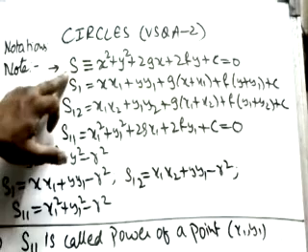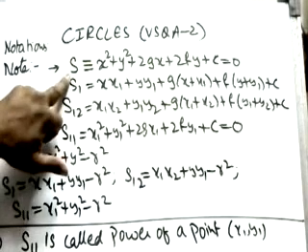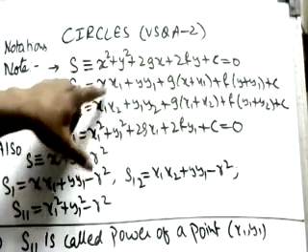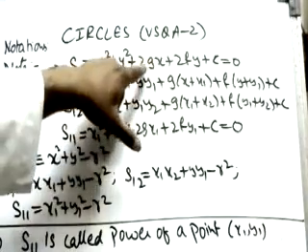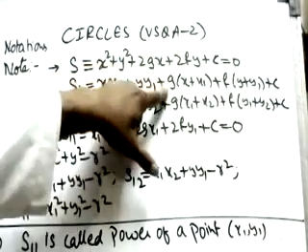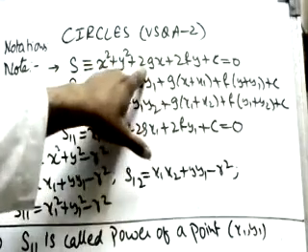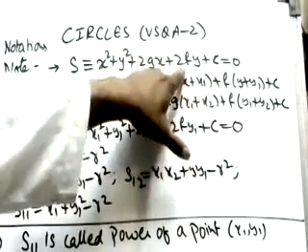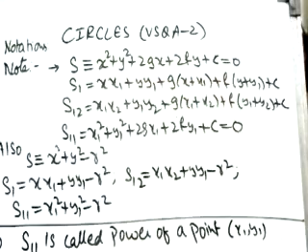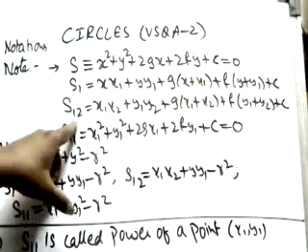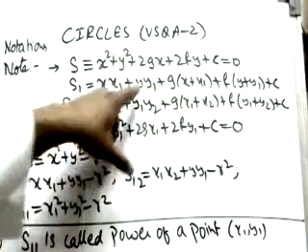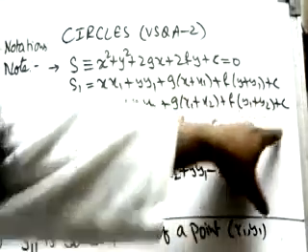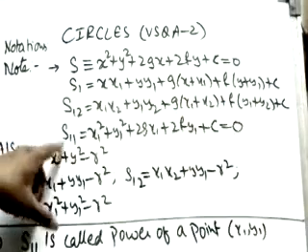Now let us recall what the notations of circles are. Suppose this is circle S equals x square plus y square plus 2gx plus 2fy plus c. Now S1 we can write by replacing x square with xx1, y square with yy1, and reducing the coefficients by half. Half of 2g is g, so g into (x plus x1), and in the same way half of 2f is f into (y plus y1), plus c. In the same way S12 means here you apply x1, x2, y1, y2: g into (x1 plus x2), f into (y1 plus y2), plus c.